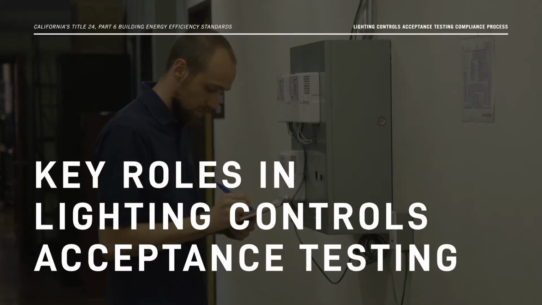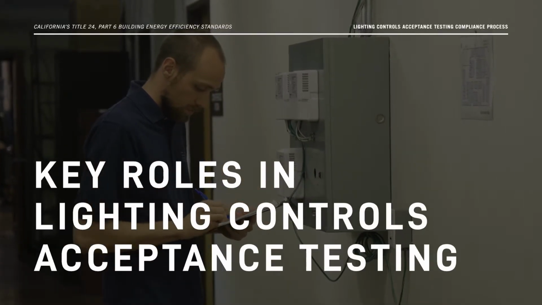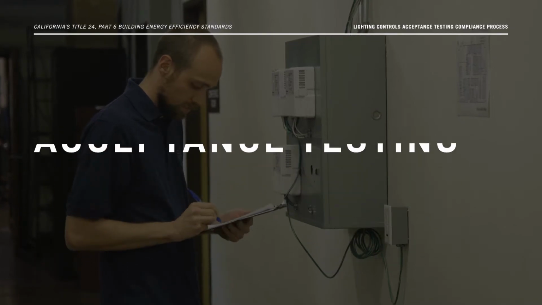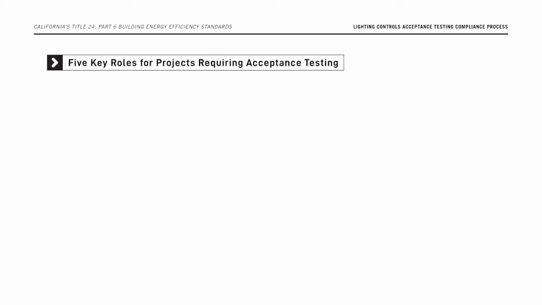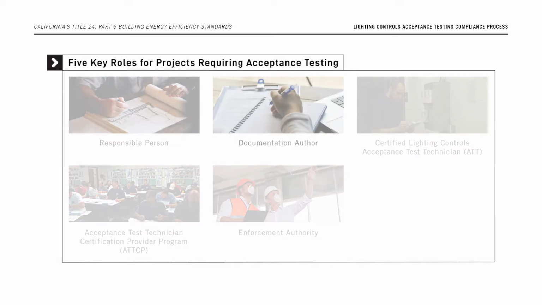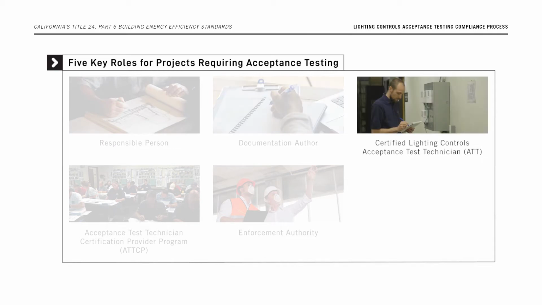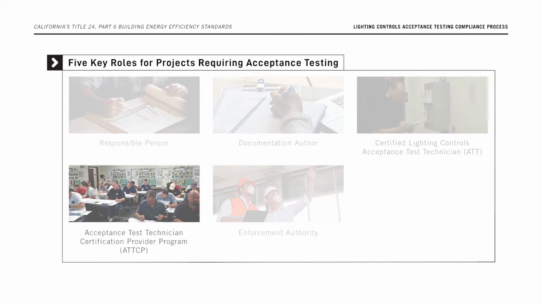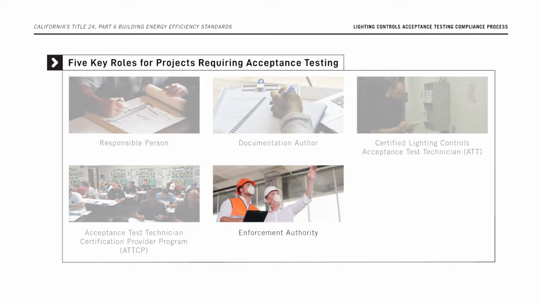Let's start by looking at who is involved in the compliance process. There are 5 key roles for every lighting project that requires acceptance testing: a responsible person, a documentation author, a Certified Lighting Controls Acceptance Test Technician, or ATT, an Acceptance Test Technician Certification Provider Program, or ATTCP, and the Enforcement Authority.